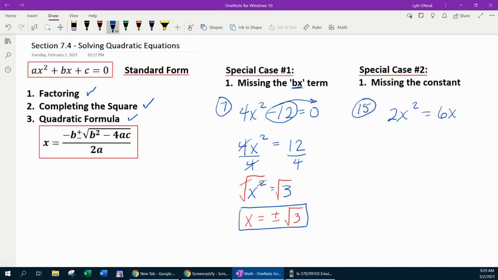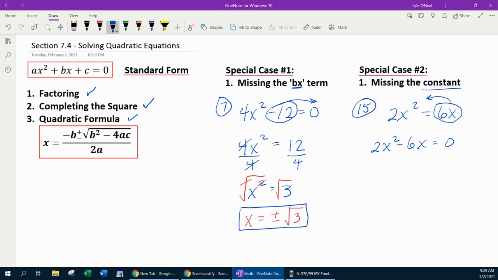Next, we're going to look at special case number 2. Here we are missing the constant. We have the ax squared, we have the bx, but there is no constant. So in this case, what you want to do is set it equal to 0. We are going to bring the 6x over, which will make it minus 6x. And then we're going to factor out the GCF.